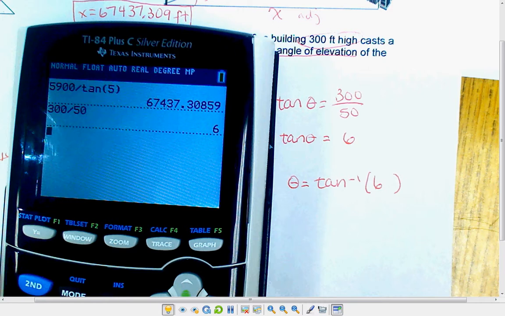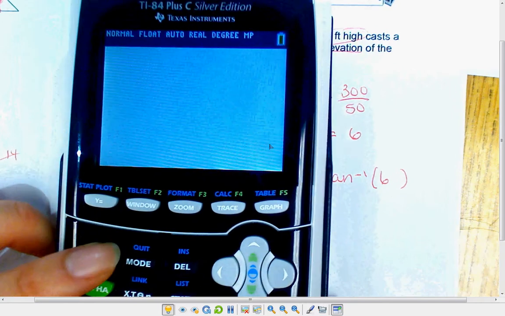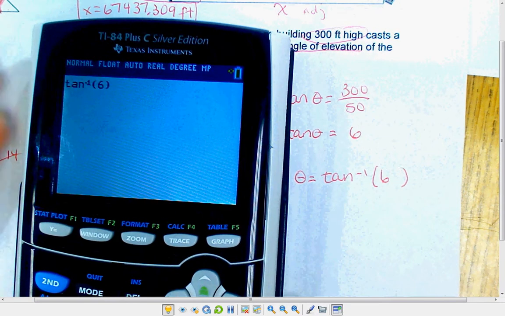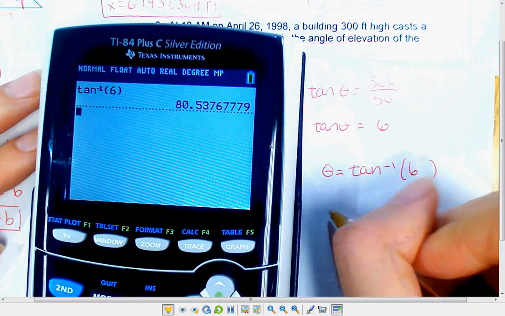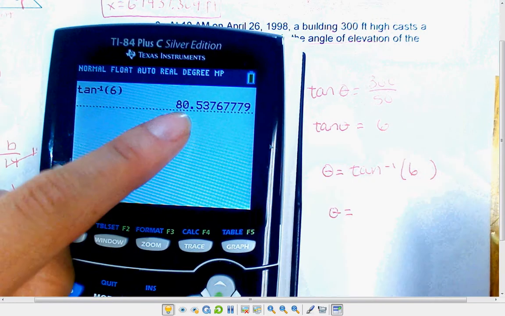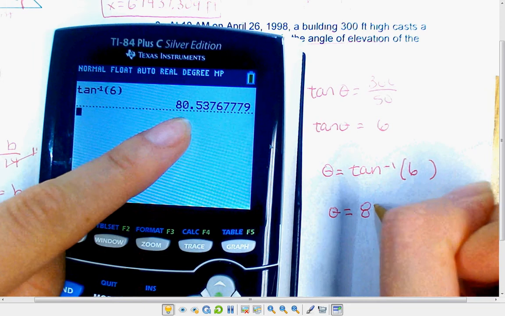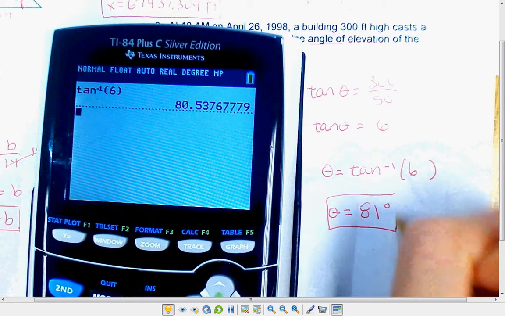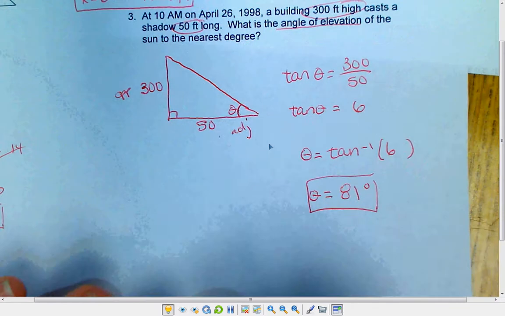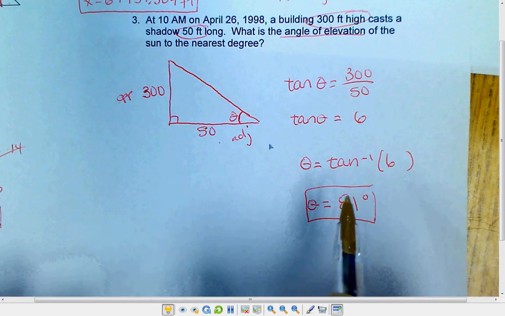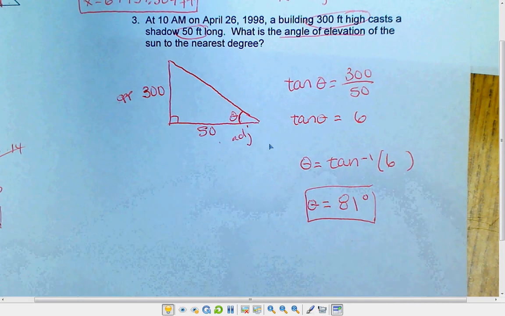So in my calculator, that's second tangent, 6. This gives me my angle, which, because it's in degrees, we're going to just round to the nearest whole number. So this rounds up to 81 degrees. And that's my final answer. So whenever you're trying to solve for the angle, you're going to use the inverse or second button on your calculator.